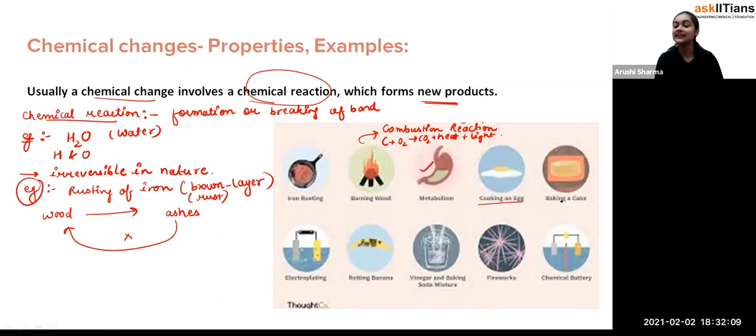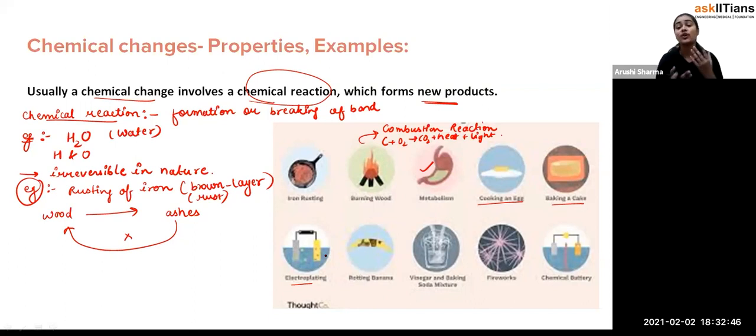Fine. Baking a cake, obviously when the cake has been baked, you can't convert it back into the bread. Exactly. And it is the electroplating. See student, in electroplating you will observe that you deposit a layer of one metal over another metal with the help of electricity. That's how we call it electroplating, and whenever it has been done, you can't reverse that process. Fine. So that's why it is also a chemical change.